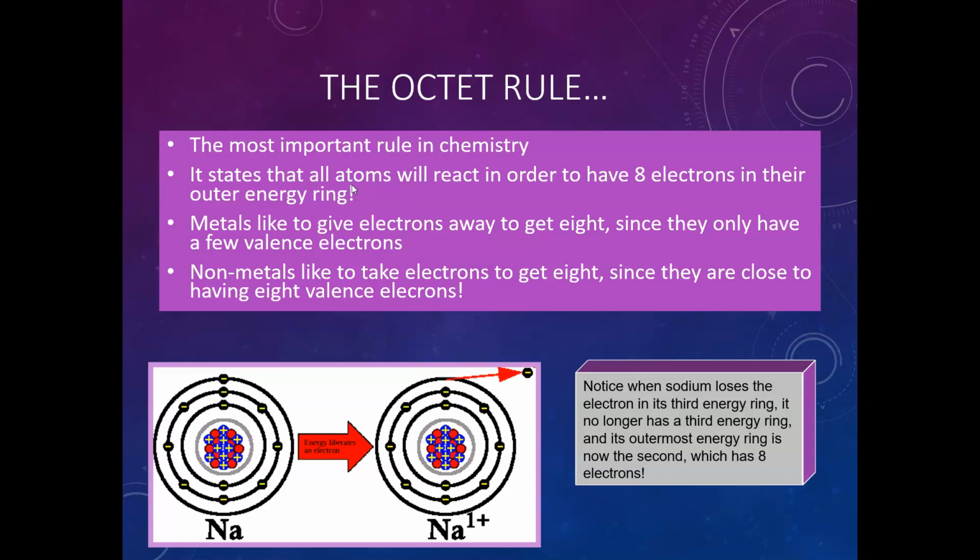So that takes us to probably what is considered the most important rule in chemistry, which is that all electrons are going to react in order to have a full 8 electrons in their outer energy ring. Metals give electrons away to give 8. They want to get rid of them, slough them off. Nonmetals are greedy. They want to take them to get 8. They're close to having 8 and they just want that 1 extra.